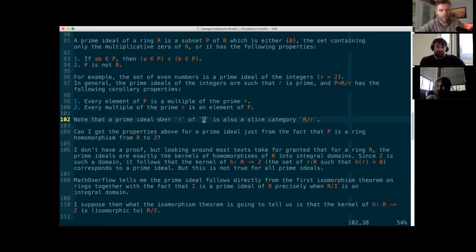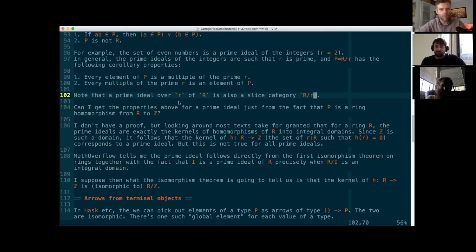All right. So I note that the prime ideal over R of R is also a slice category, like this. I wanted to know if I could get the properties of a prime ideal just from the fact that P is a ring homomorphism R to Z.